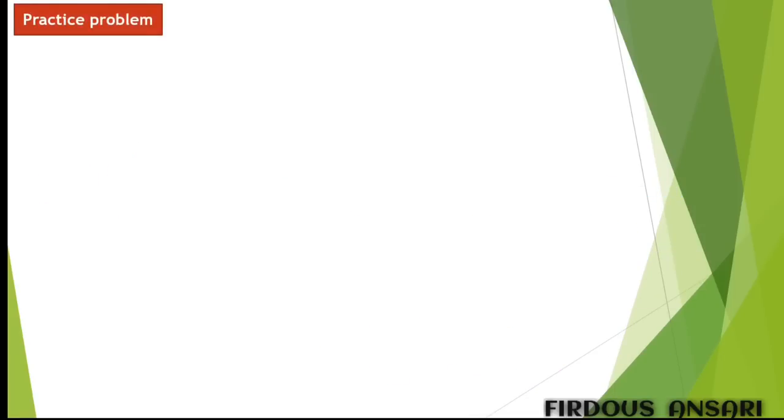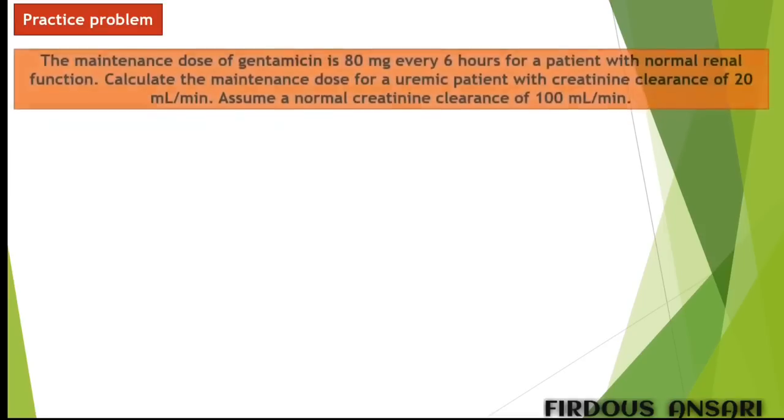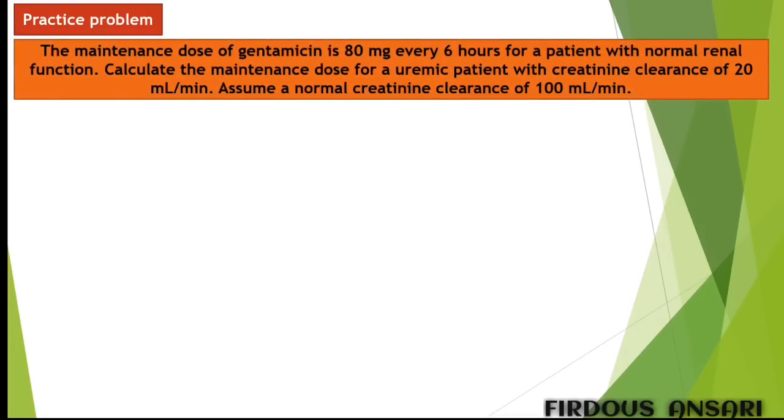Next we'll have a practice problem. The maintenance dose of gentamicin is 80 mg every 6 hours for a patient with normal renal function. Calculate the maintenance dose for a uremic patient with creatinine clearance of 20 ml per minute. Assume a normal creatinine clearance of 100 ml per minute.